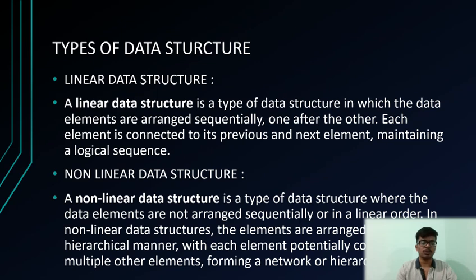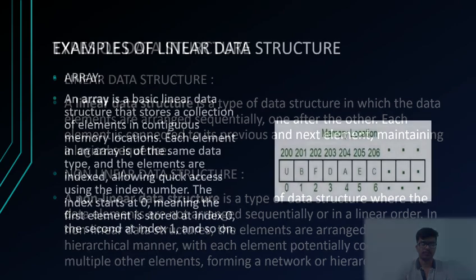Now let's know what is non-linear data structure. Non-linear data structure is a type of data structure where the data elements are not arranged sequentially or in a linear order. In non-linear data structures, the elements are arranged randomly or in a hierarchical manner, with each element potentially connected with multiple other elements, forming a proper network or hierarchical system.